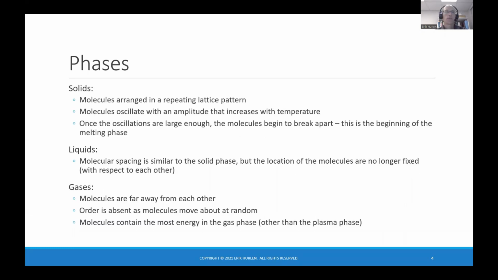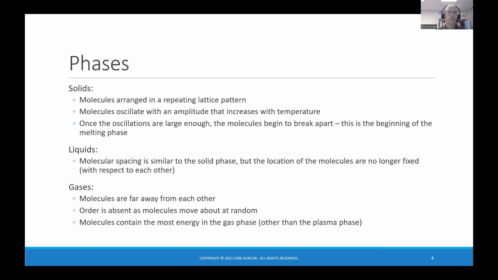Solids have their molecules arranged in a repeating lattice pattern. Could be a few different options for this as well. These molecules vibrate, and those vibrations get larger as the temperature increases. If these oscillations are large enough to break these lattice bonds, the substance turns into a liquid.